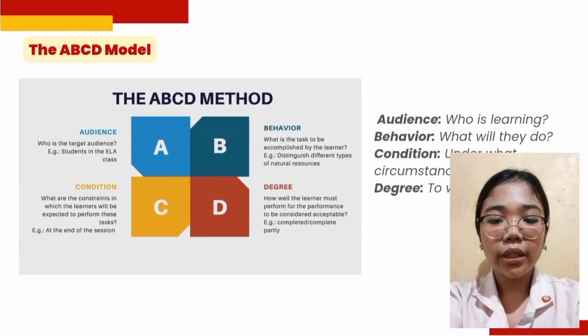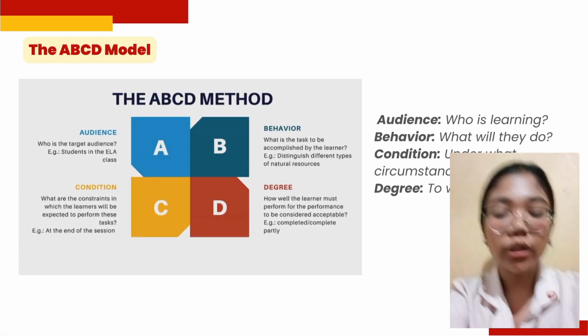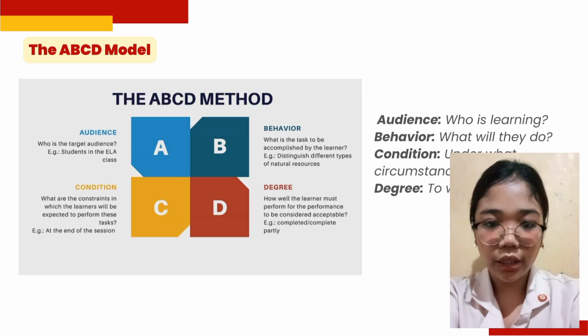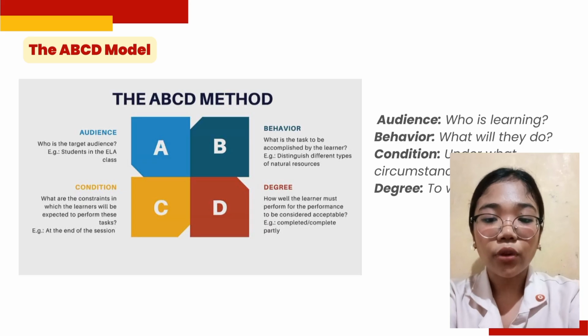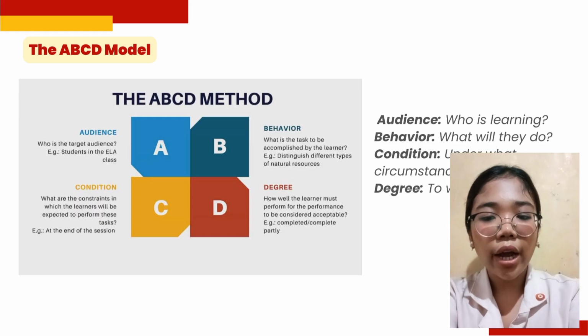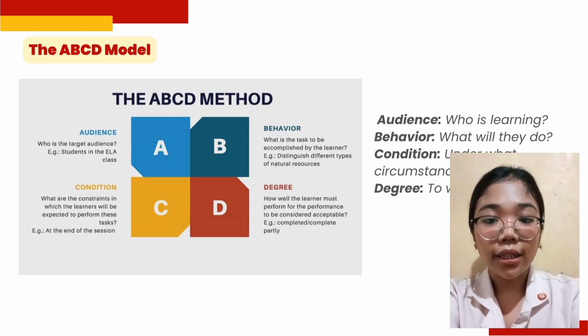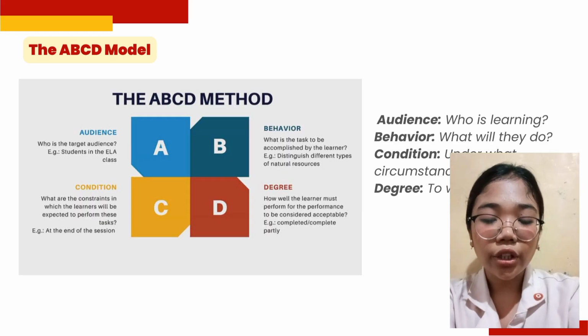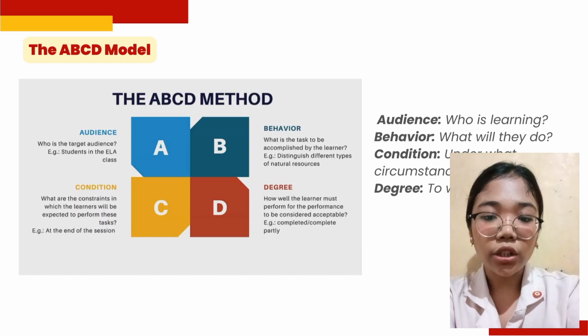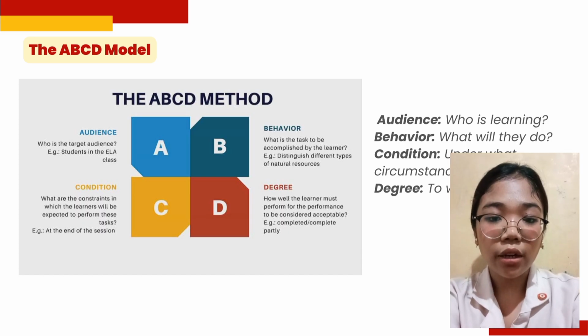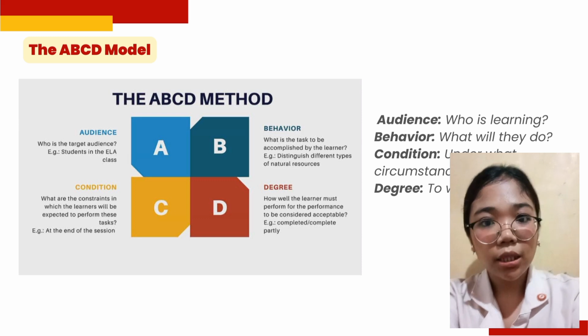So in this slide, we will be discussing more about the widely used model, which is the ABCD model. We already know that the ABCD model has four components. It has audience, behavior, condition, and degree. So how do we write or how do we use the ABCD model? We all know that each letter in the ABCD model stands for a specific part. A is for the audience, which identifies who the learner or the participant is.